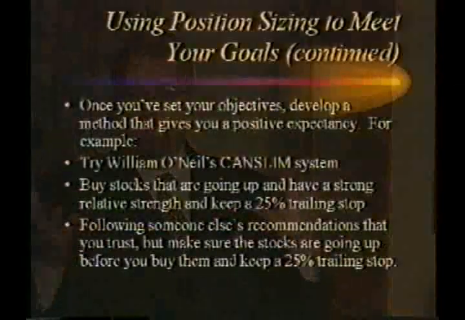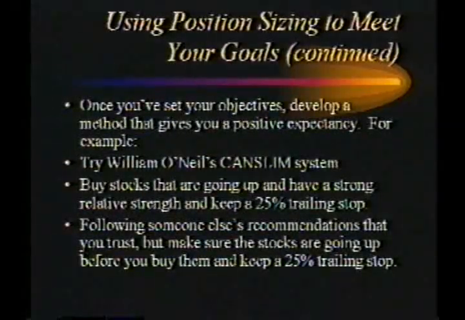Now, once you've laid out all these objectives, what I'd like you to do then is develop a method. And I've shown you a lot of methods with stops that will really help a lot and that give you a positive expectancy. And you know what expectancy is from the first tape. And there are a number of ways you can do that. William O'Neill has a great system called CAN-SLIM that's in his book. It's one of the most popular books, How to Make Money in Stocks. Read that book, apply that system. That's a great way to make money.